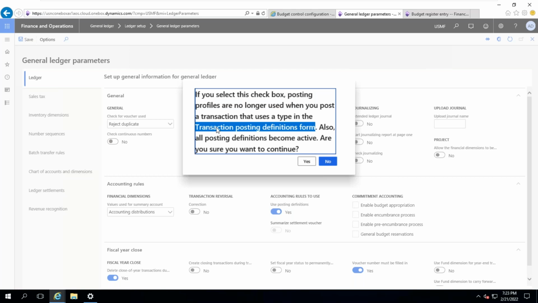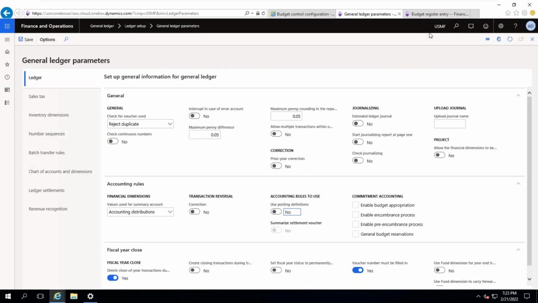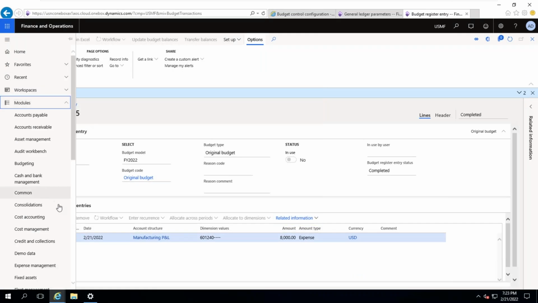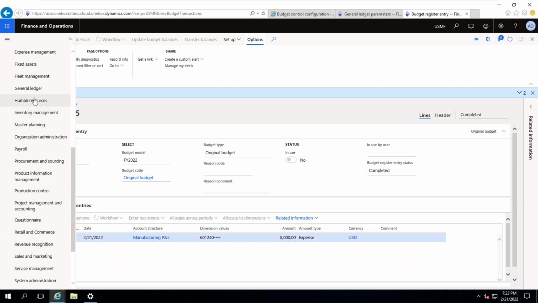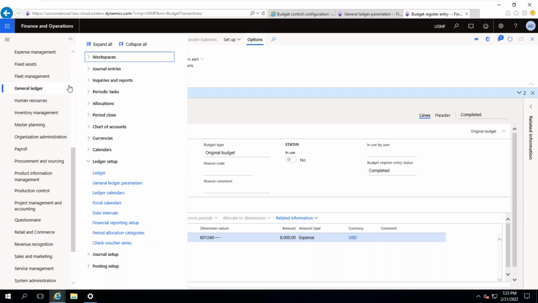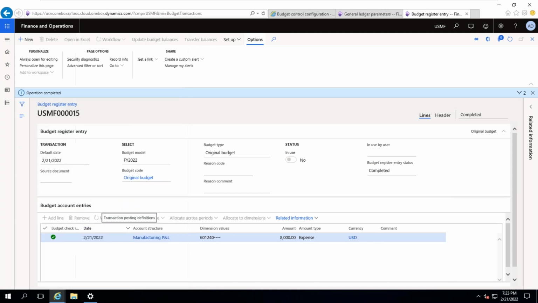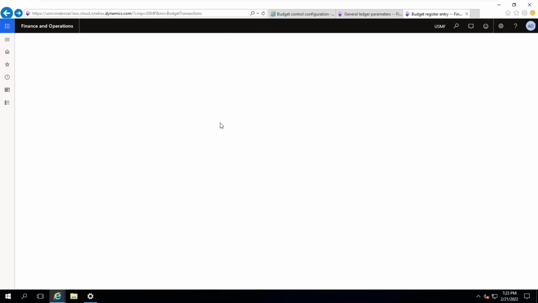What is this transaction posting definition? Till now I have not explained, am I right? The transaction posting definitions form, I'm not enabling. Transaction posting definition means here, general ledger, collapse all, posting setup, transaction posting definitions. This will come into the picture.